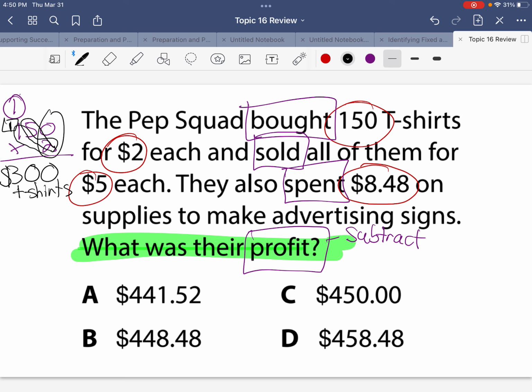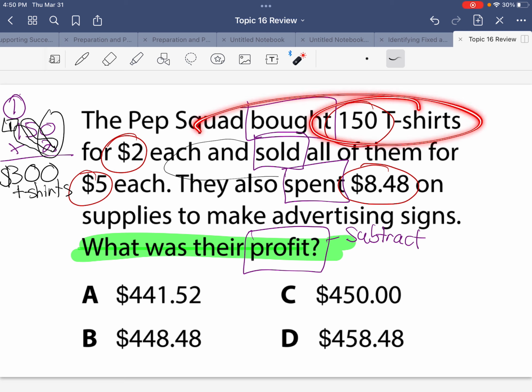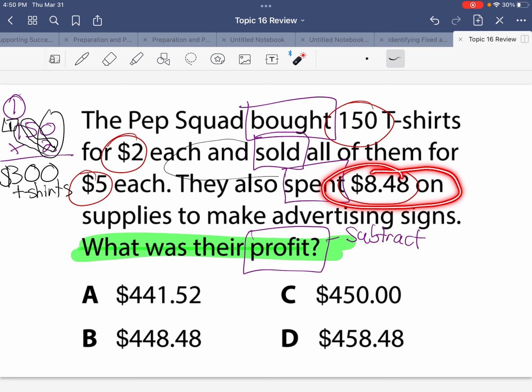And I want to figure out, before I even read the next sentence, before I even read what they sold, okay, I'm not even going to pay attention to that. I'm going to read what else did they spend money on. So they spent $300 on these t-shirts that they bought. What else did they buy? They also spent $8.48 on supplies to make advertising signs. So remember what I said. I need to first see what they bought, what they spent, okay?